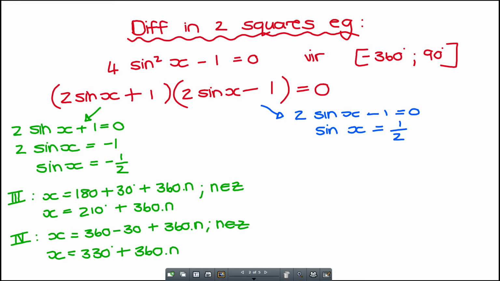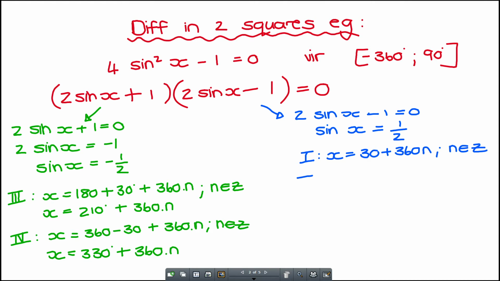Okay, nou waar is sin positief? In kwadrant 1 en 2. Okay, so quadrant 1, I'm going to have x is equal to only the help angle, en by hulphoekie was mos 30 by 'n half, nee? So 30 plus 360n. N is 'n element van heelgetalle.